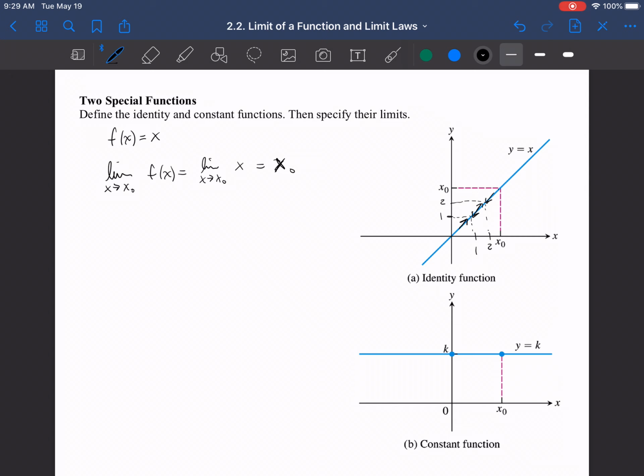Now let's take a look at a constant function, where f of x equals k. Here, the limit as x approaches any x naught, could be 7, could be 55, could be 100, of f of x is just k, whatever our constant value is, because it could be f of x equals 4, or f of x equals 3, or f of x equals 77. It's ultimately going to equal k. No matter where we're approaching, we're always going to get that same constant value. So basically, the limit of a constant is the constant.